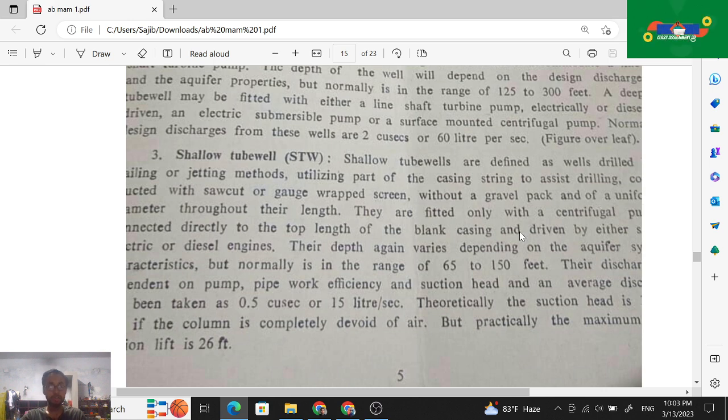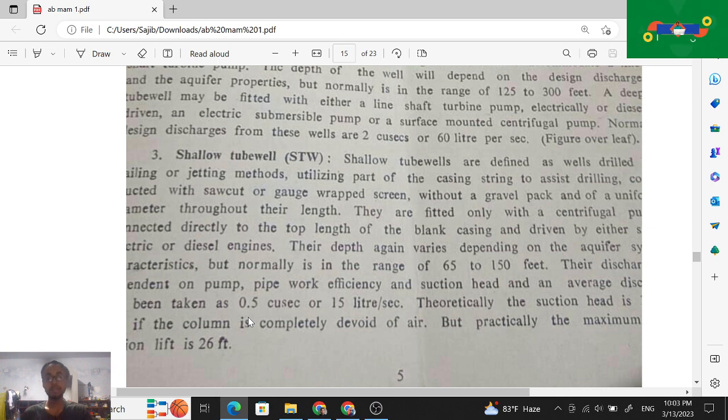and they are fitted only with a centrifugal pump connected directly to the top length of the blank casing and driven by either electric or diesel engine. Their depth again varies depending on the aquifer system characteristics, but normally is in the range of 65 to 150 feet, and their discharge depends on pump, pipe work efficiency and suction head, and the average discharge has been taken as 0.5 cusec or 15 liter per second.